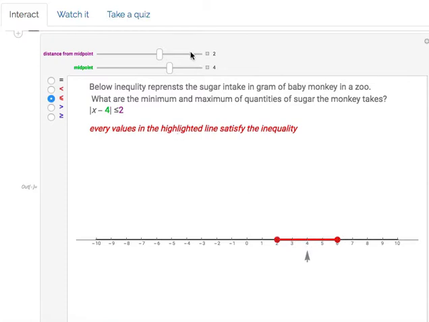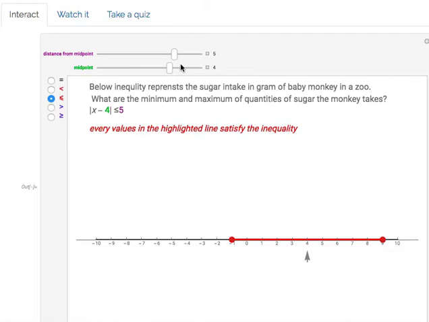So if I increase this value, the distance from the midpoint, now the endpoints are minus 1 and 5. So how much distance is this? 5 distance from the midpoint. 1 2 3 4 5. Similarly 1 2 3 4 5. So this is the significance of these absolute functions.